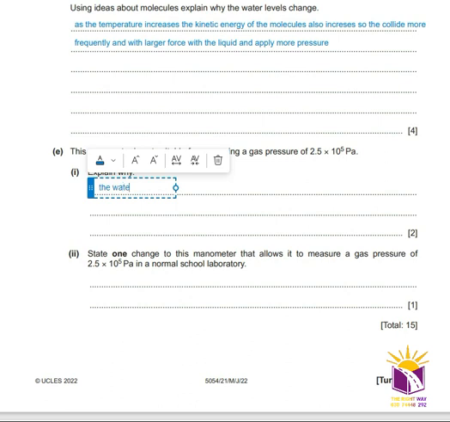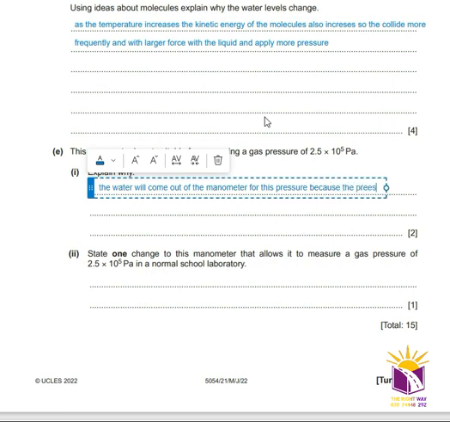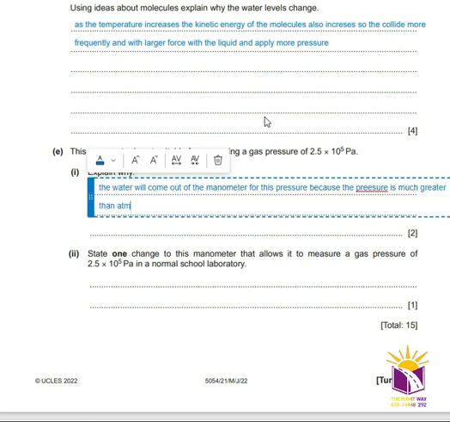The water will come out of the manometer for this pressure because the pressure is much greater than atmospheric pressure.